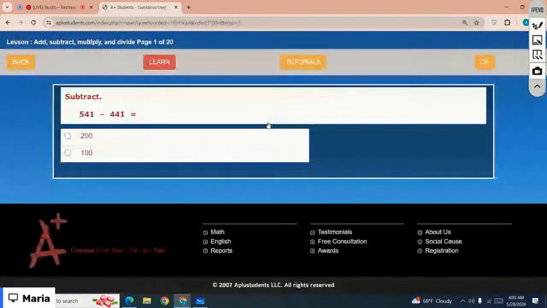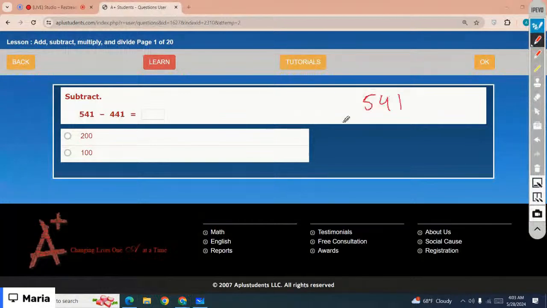The next one is subtract 541, take away 441. So first thing is you need to write them down one above the other. 541 minus 441. So start with the ones digit. You have to do 1 minus 1. 1 take away 1 is 0. Then you have to subtract the digits that are at the tens position. You have to do 4 take away 4. That is again 0. Then you have to do 5 take away 4. Sorry, 5 take away 4 is 1. That is 100. The correct option is option number 2.